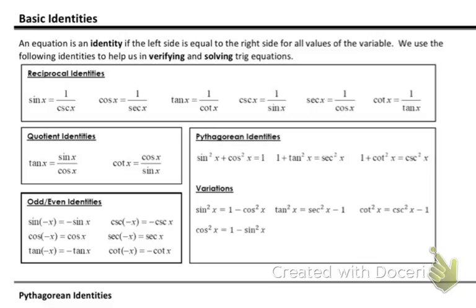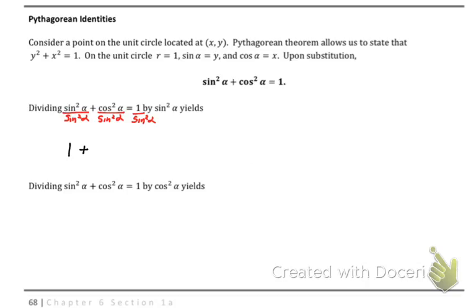However, if I ever had cosine cubed over sine squared, I'd have to rewrite it. It has to be the same power on top and bottom. If it's squared on top, it has to be squared on bottom. In this case, I do have them both squared, so I have cosine over sine, which tells me it's cotangent. They're both squared, so this is just going to equal cotangent squared.